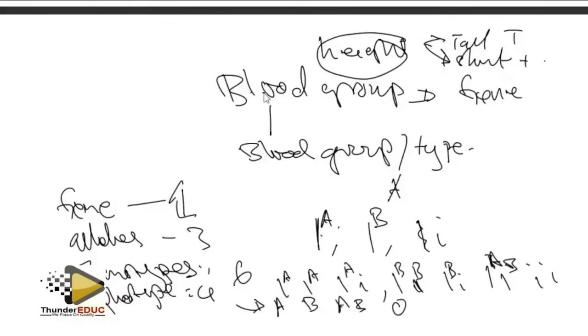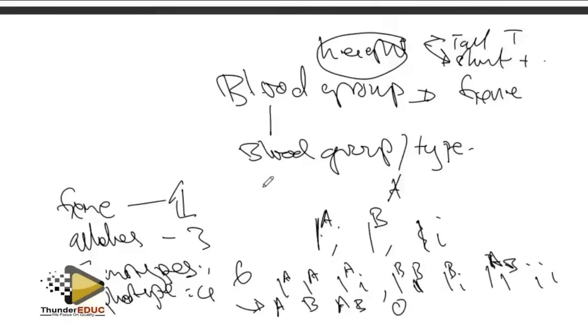So basically, that is it. AB is codominant. O is homozygous. This is heterozygous, this is homozygous, heterozygous, homozygous. So there are six of them. One gene, three alleles, six genotypes, four phenotypes.